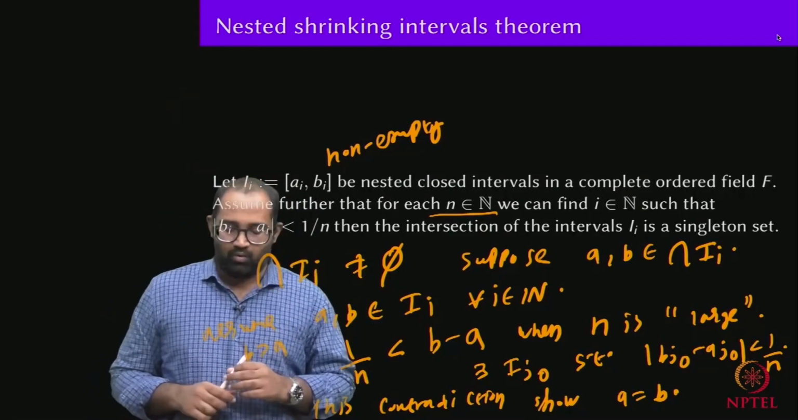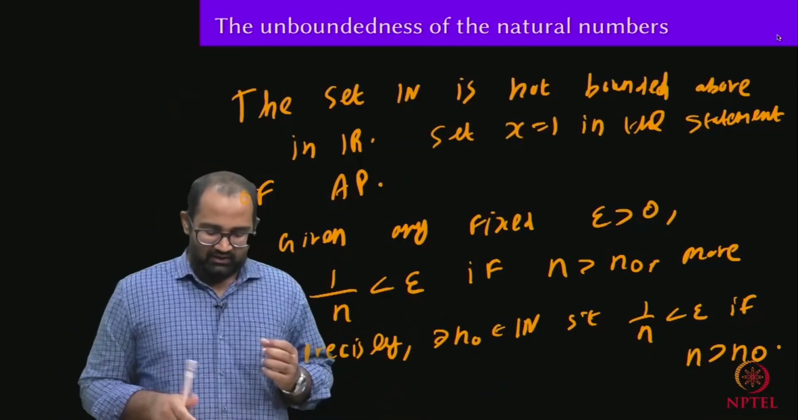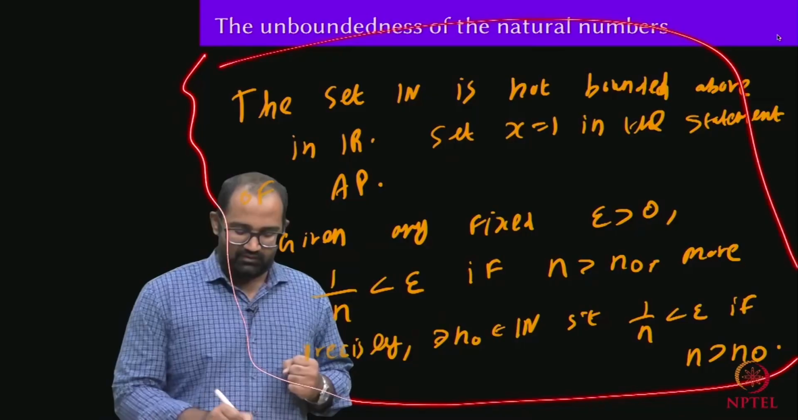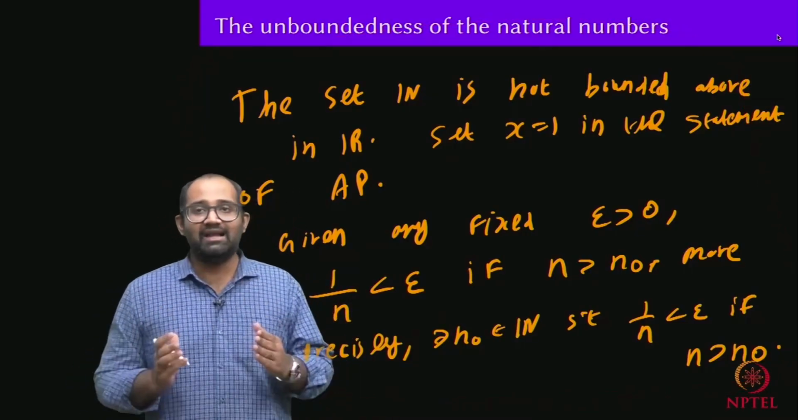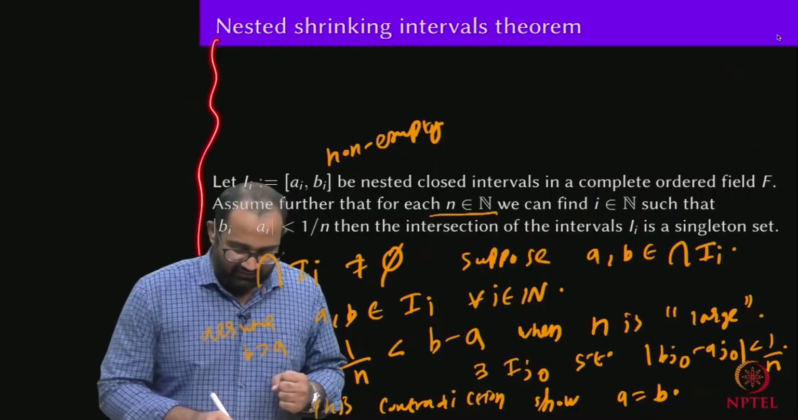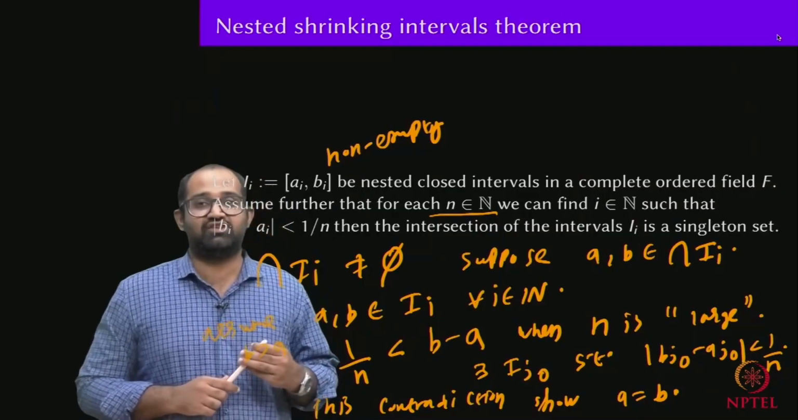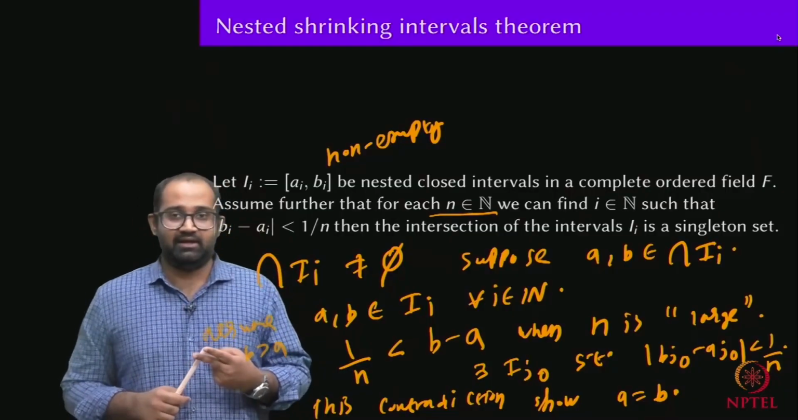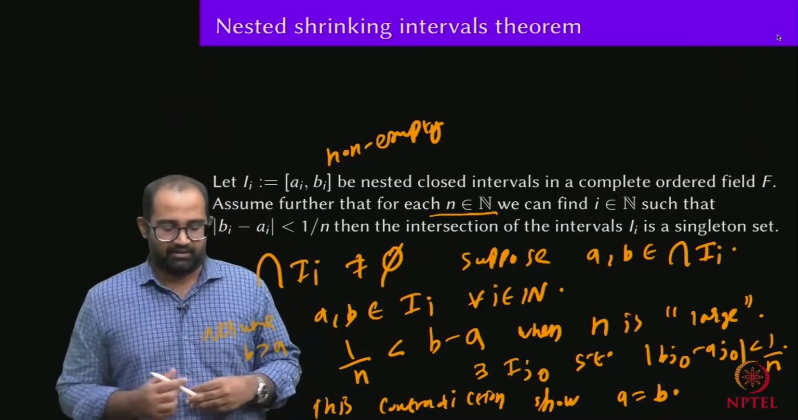Okay. Now I want to emphasize once more that the results of this particular slide use only the Archimedean property. This particular theorem, the nested shrinking intervals theorem, uses both the Archimedean property and the nested intervals property.